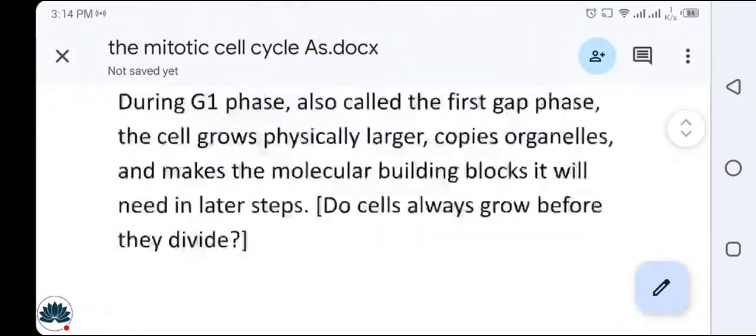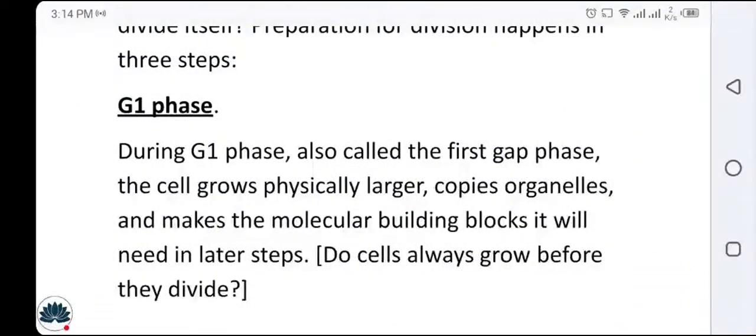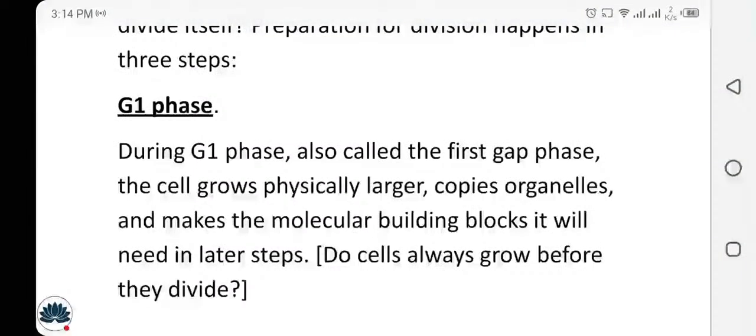So, what does this mean? Okay, G1 phase. During G1 phase, G means growth, or we can say gap, also called the first gap phase. Here G represents the gap, and in this phase growth occurs as the cell grows physically larger, copies organelles. What do organelles mean? The tiny organs, such as the ribosomes and whatever we'll be learning in cell structure, and it makes the molecular building blocks it will need in later steps.